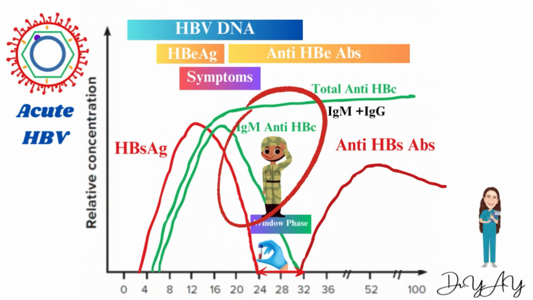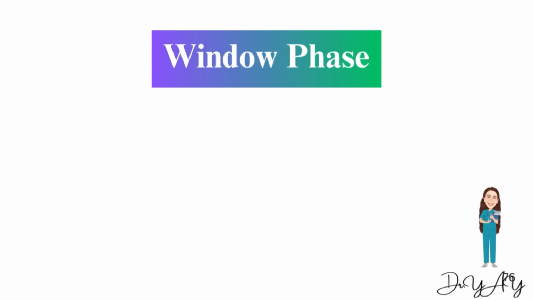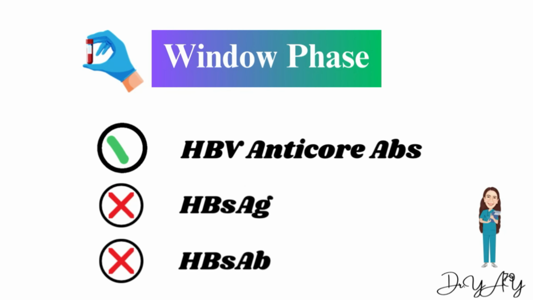So next time you suspect acute hepatitis B infection, remember the window phase, this blind spot, and please order the IgM anticore antibodies as part of your workup, as this marker holds the answer.